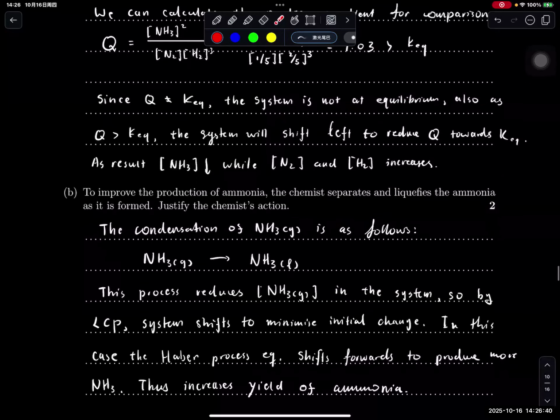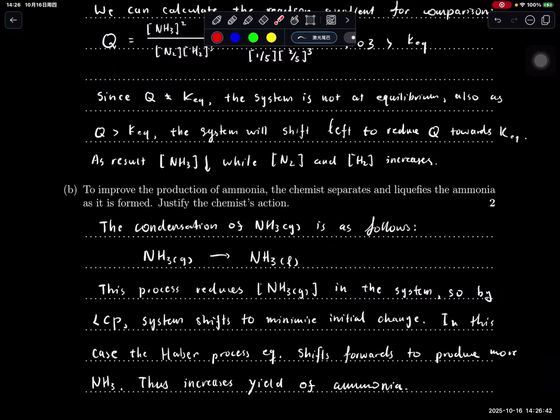Question B, to improve the production of ammonia, the chemist separates and liquefies ammonia that is being formed. Justify the chemist's action. So the chemist actually converts the gaseous ammonia into liquid. That's what liquefied means, right?